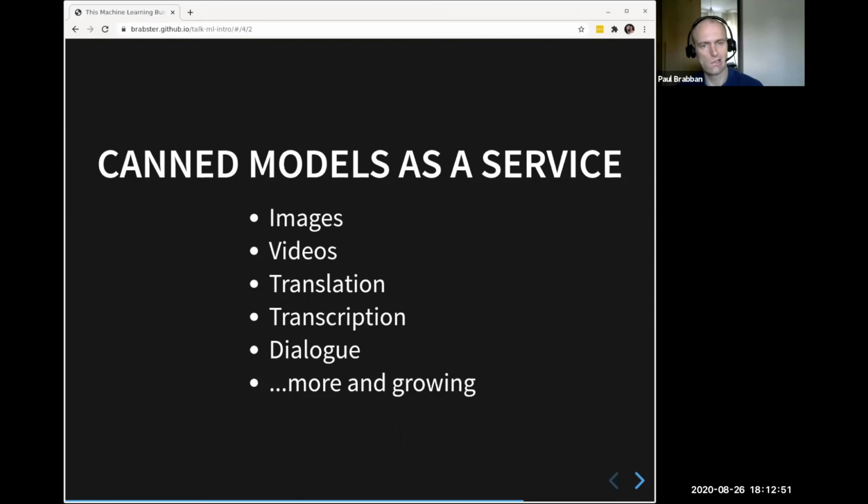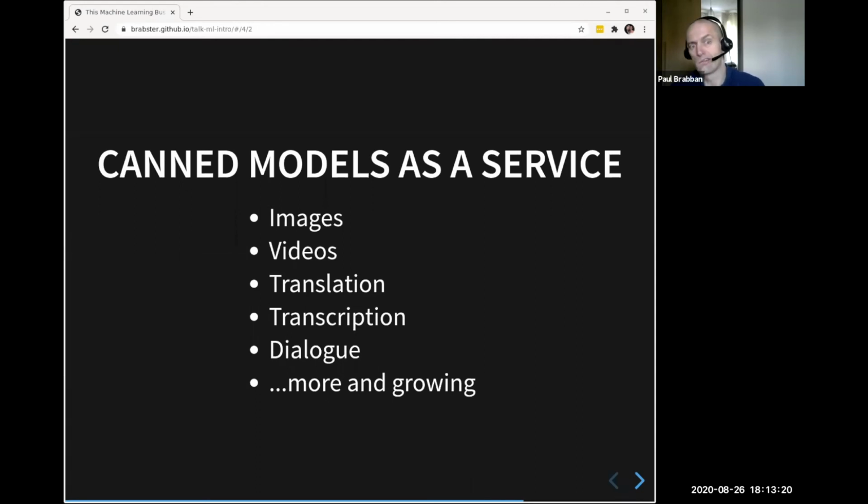Translation, as I mentioned earlier, so you've probably all seen products that can do translation from one language to another by now. Transcription, so taking speech in the form of audio files and transcribing text. That technology is getting better and better all the time. All the way to dialogue, this is chatbots. So these are AI and machine learning services that can help you build chatbots to interact with maybe customers on your website and to screen out common queries and things like that.